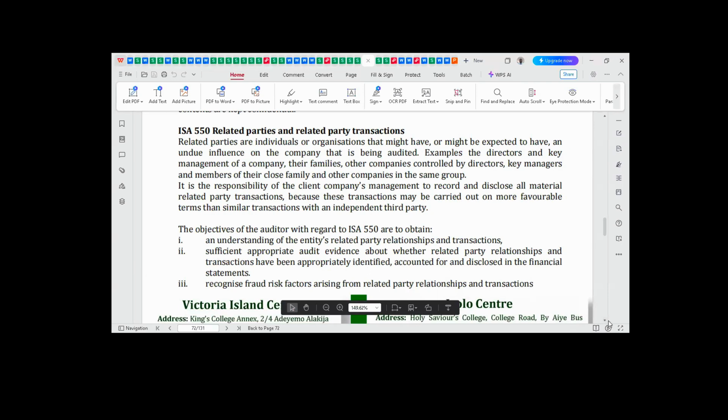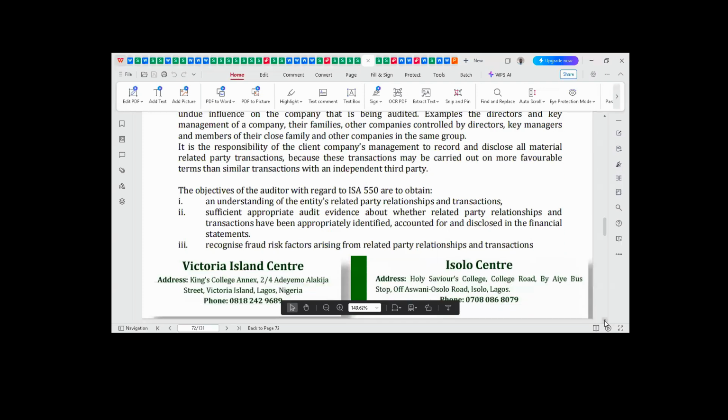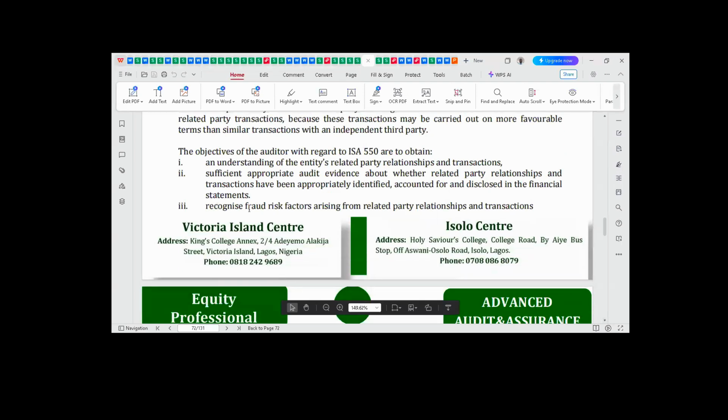Okay? Then the auditor also needs to be able to recognize fraud risk factors arising from related parties, because the truth is that one of the areas prone to fraud in organizations are related party transactions. These are the transactions that are mostly susceptible to fraud, because an ordinary transaction that does not qualify as a related party transaction will not attract any suspicion.